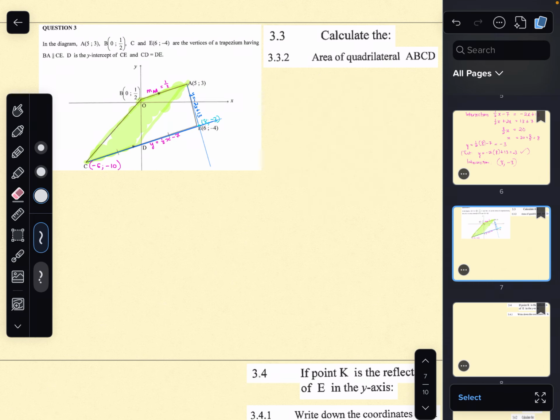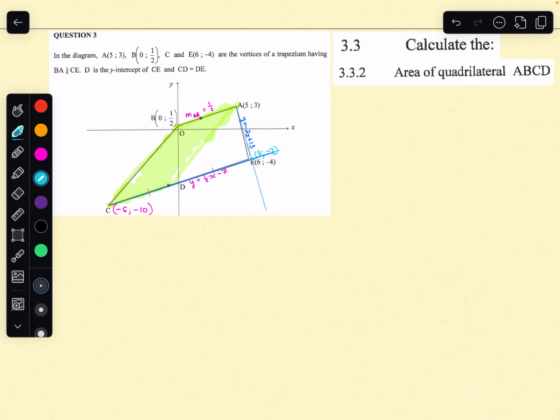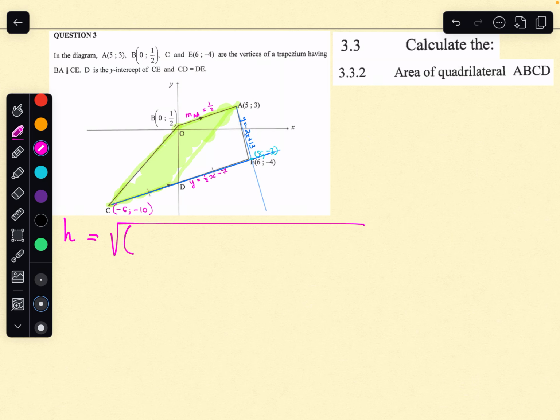Right, so firstly we're going to work out the length of H, which is our perpendicular height. So that's going to be the difference between the x coordinates squared and the difference between the y coordinates squared. Let's just do some quick mental maths. 8 minus 5 is 3, squared is 9. Minus 3 is minus 6, squared is 36. So we've got 9 plus 36, which is 45.